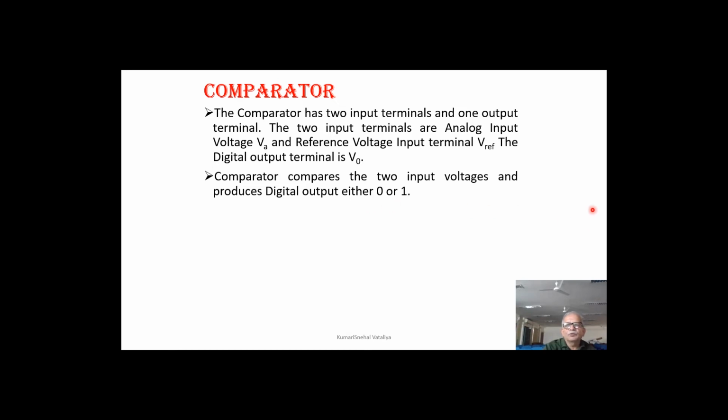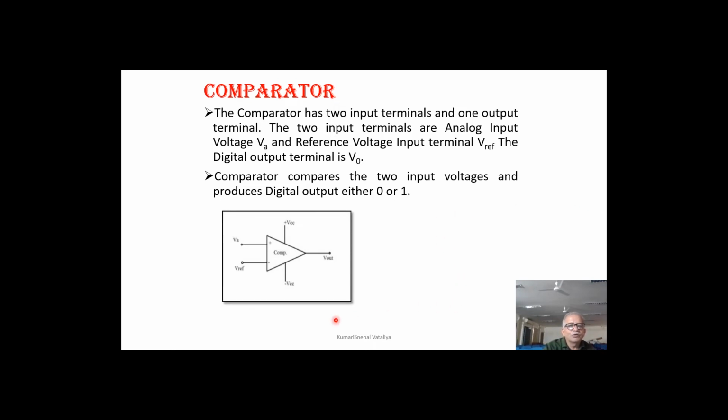So input is two analog voltages or any voltages and output is either 0 or 1. So this is input voltage, this is a reference voltage. This input voltage is given to a plus terminal. So compared to reference voltage, if this voltage is high, you will get a high output. If this voltage is low, you will get a low output because it is applied to plus. If it is applied to negative, then reverse effect will be there.